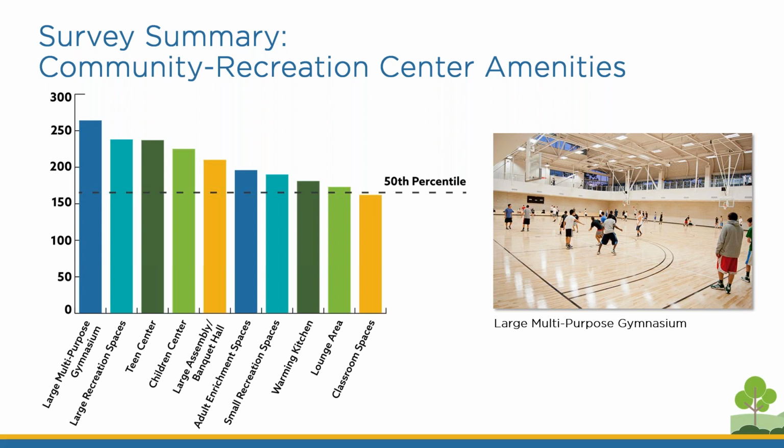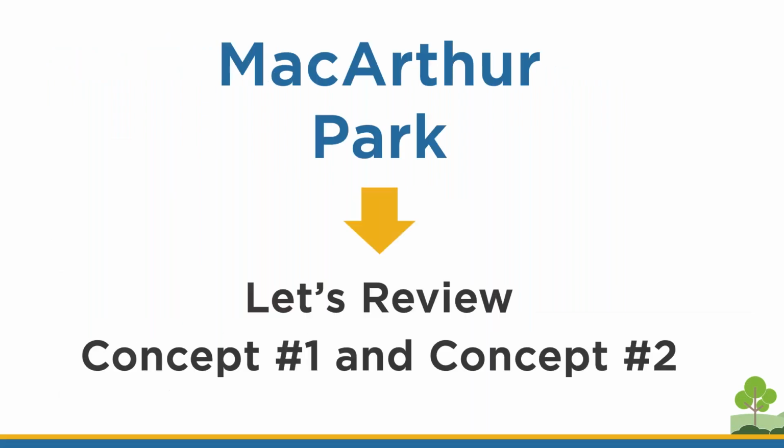Top community center amenities included a multi-purpose gymnasium, recreation spaces, a teen and child center, and an assembly banquet hall. As we mentioned earlier, the feedback collected from the previous opportunities and constraints study, as well as the community outreach for this master plan, all contributed to the development of concepts 1 and 2. So without further ado, let's take a deep dive into concept number 1.